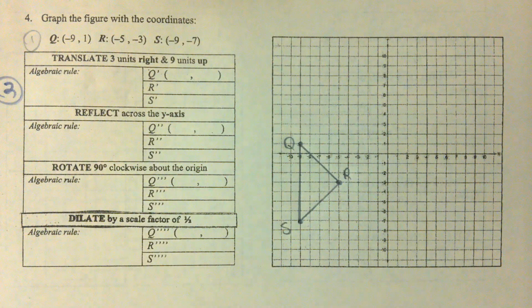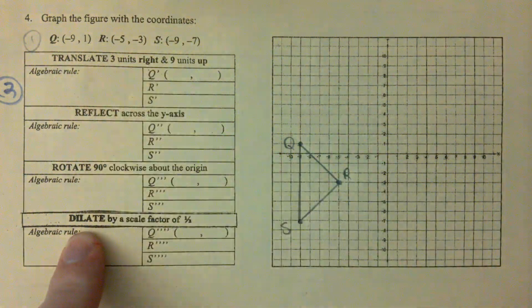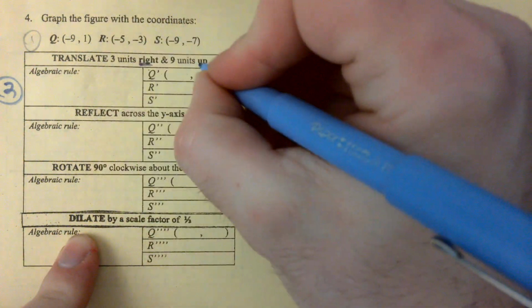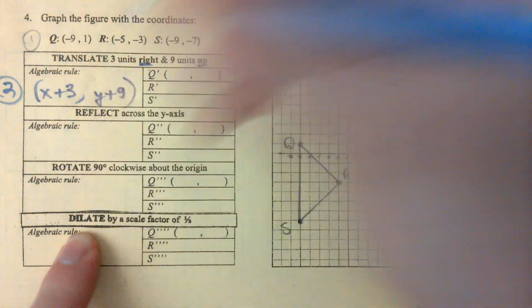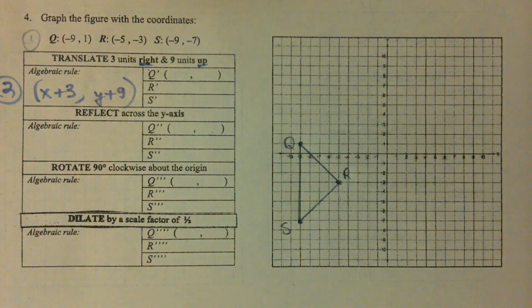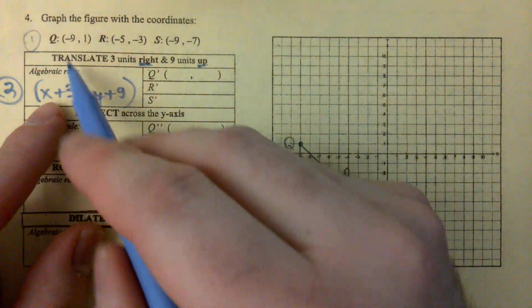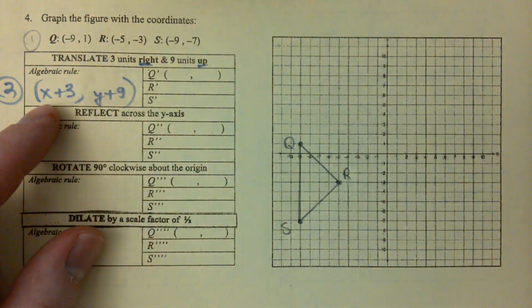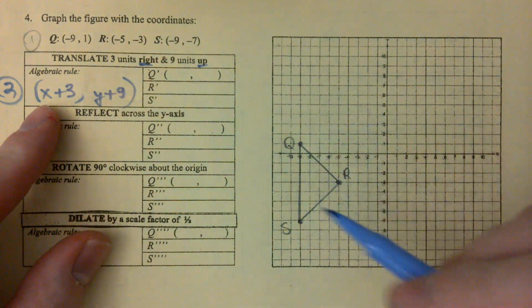This time we're not going to start with a dilation. This time we're going to do the dilation at the end. So first we're going to translate 3 units to the right and 9 units up. Those are both positive movements, so my rule is going to be x plus 3, y plus 9. Actually, for the translation, I'm going to do it on the graph here.